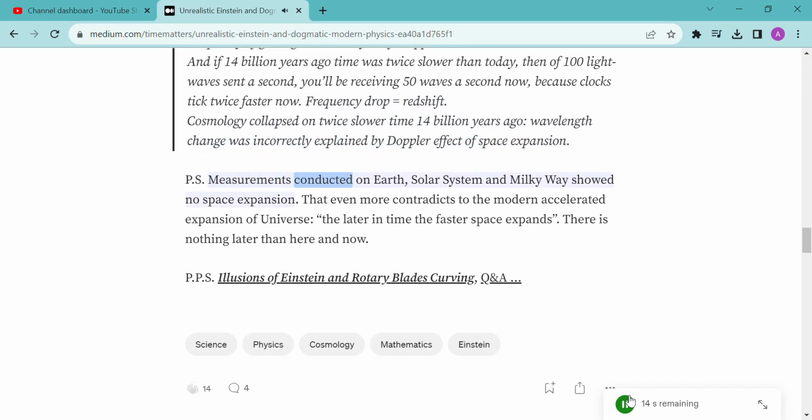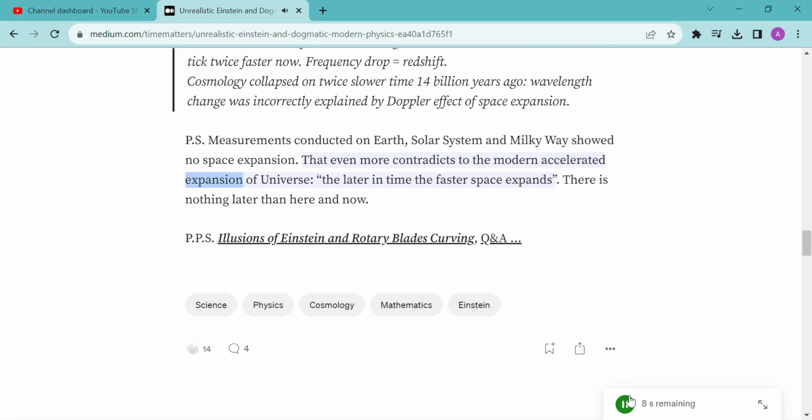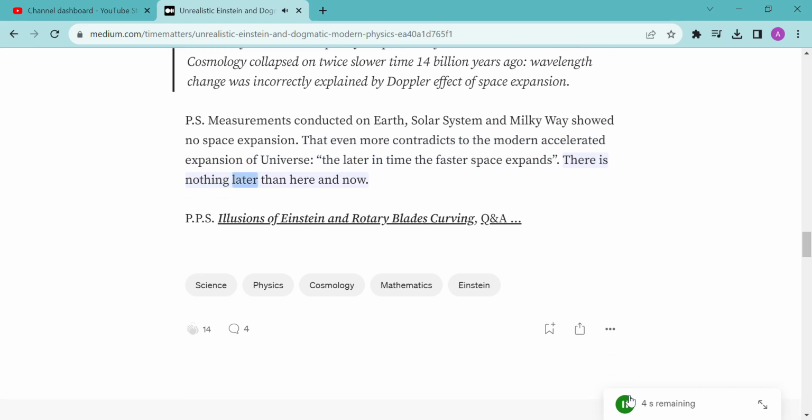PS: measurements conducted on Earth, the Solar System and the Milky Way showed no space expansion. That even more contradicts the modern accelerated expansion of the universe. The later in time, the faster space expands. There is nothing later than here and now.